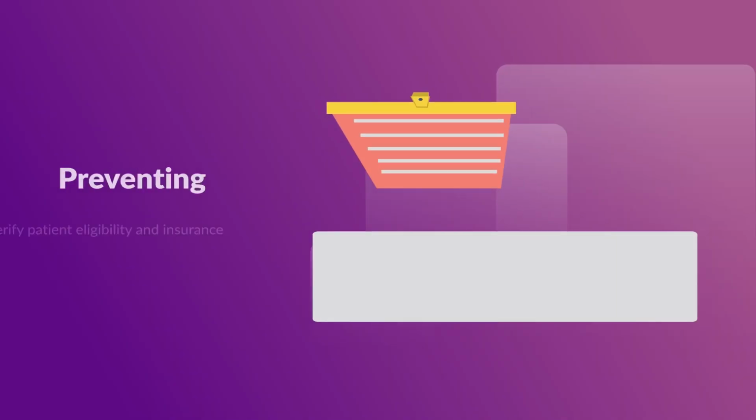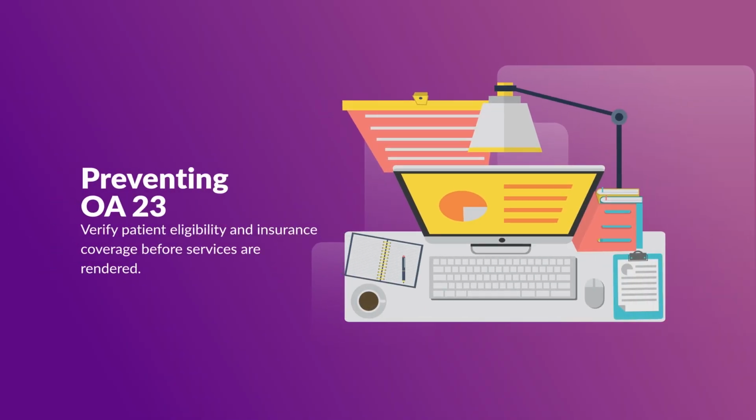Now that we've covered how to address OA23, here are a few tips on how to prevent them. Verify patient eligibility and insurance coverage before services are rendered. Maintain accurate and complete documentation of the services provided. Submit claims in a timely manner. Consistently follow up on unpaid claims, and stay up to date with payer policies.